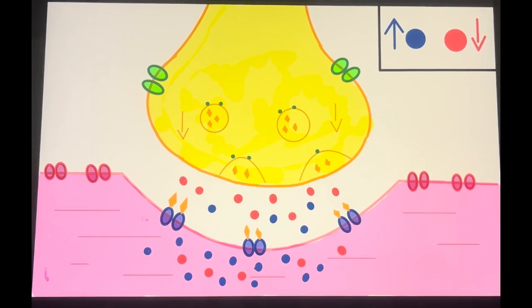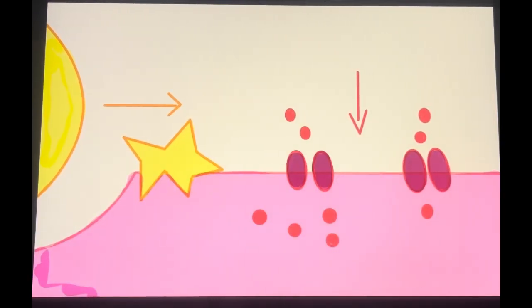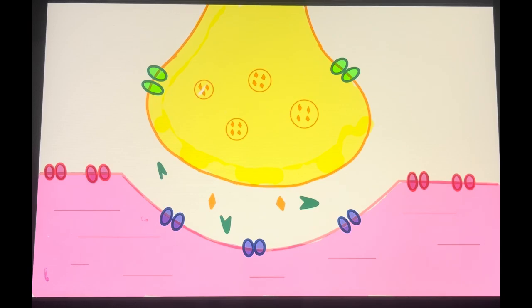This triggers a depolarization of the motor end plate, and it triggers an action potential in the sarcolemma as the voltage-gated sodium channels open, represented here. Afterwards, acetylcholine is broken down by acetylcholinesterase, represented by these little green guys here.